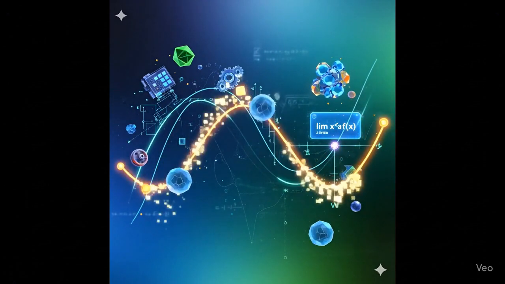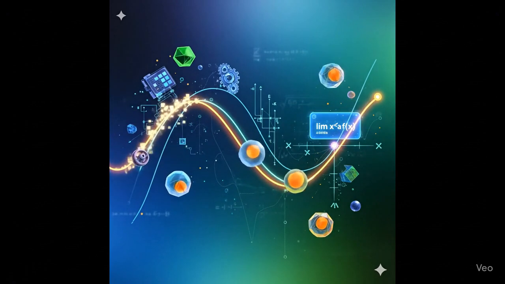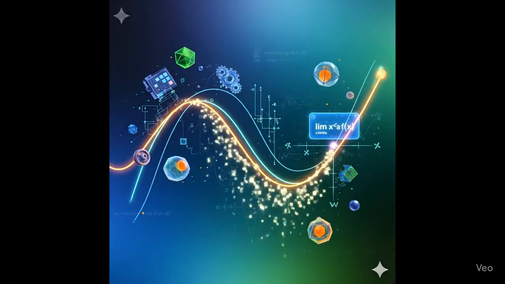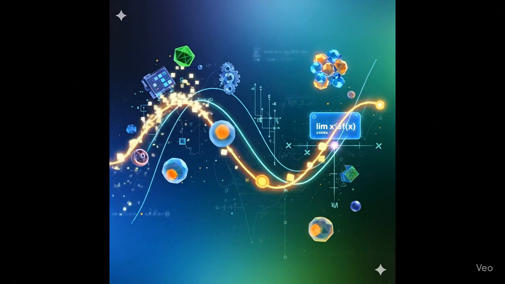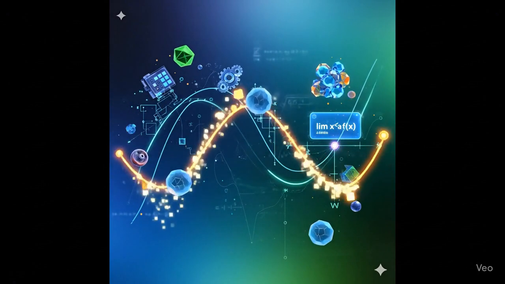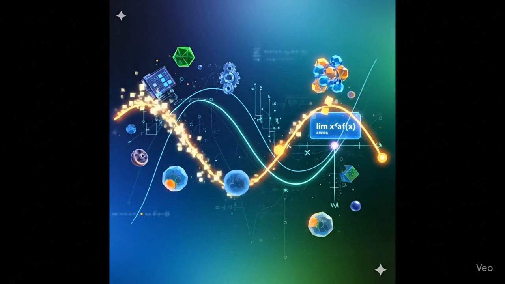Can you give us an example of a function that oscillates so much its limit doesn't exist? The classic example is the limit of sin(1/x) as x approaches 0. Think about what happens to 1/x as x gets really tiny, approaching 0. 1/x shoots off towards positive or negative infinity. So sin(1/x) is basically taking the sine of enormous and rapidly changing numbers.